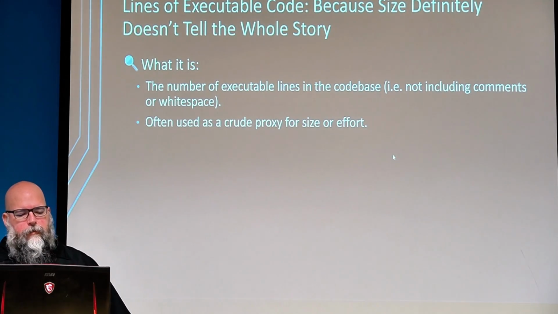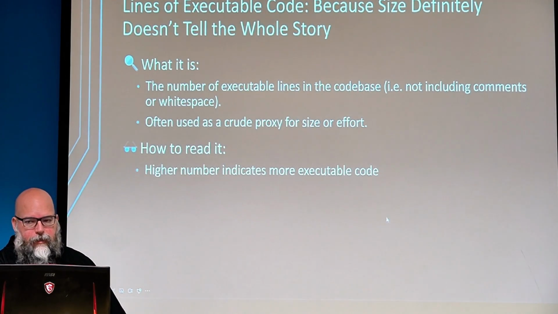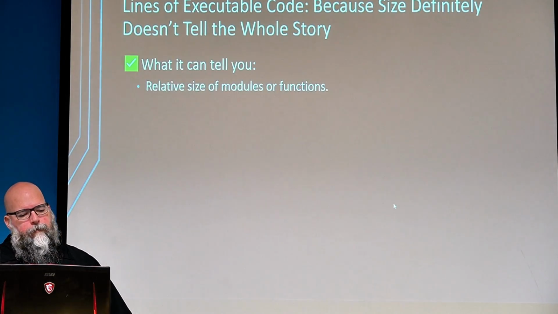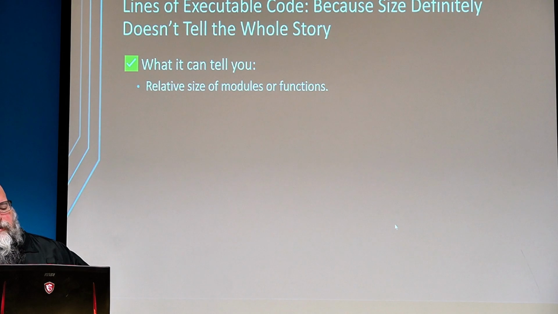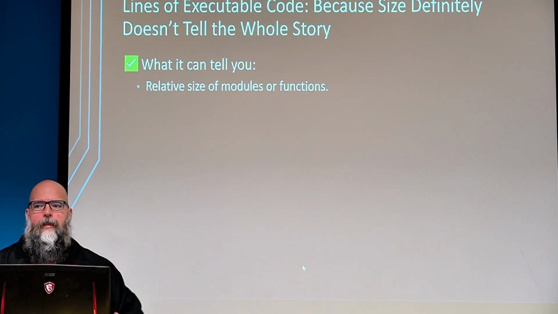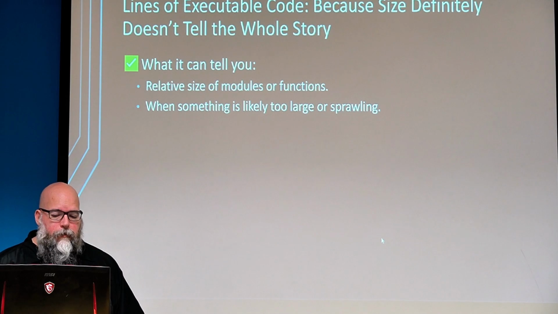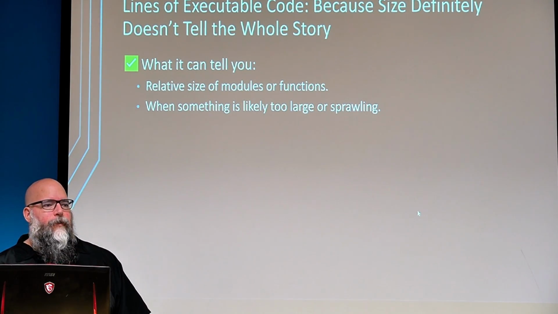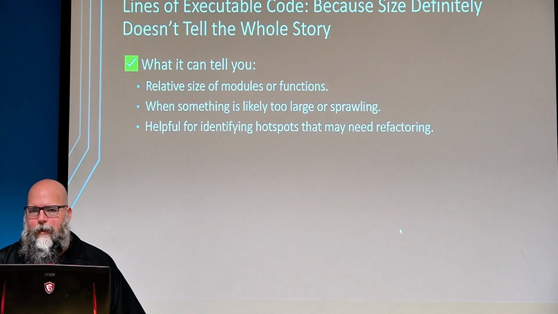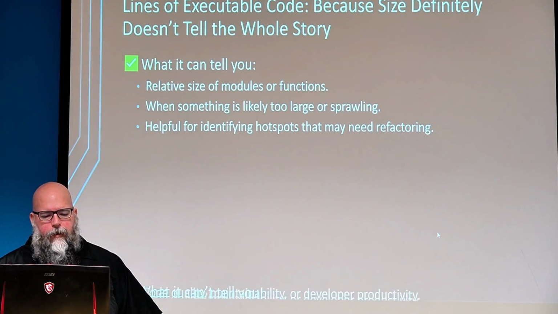So it's often used as a crude proxy for size or effort. How to read it, higher number indicates more executable code. Lower number indicates less executable code. So what it can tell you is the relative size of modules or functions. And it's going to give you a much better idea of that because it's not including comments and blank lines and things like that. And it's also going to tell you when something is likely too large or sprawling. Every now and then you'll come across some of these monster classes that makes you think nobody was actually paying attention to the code metrics at all when they were writing the code. So it's also helpful for identifying hotspots that may need refactoring.